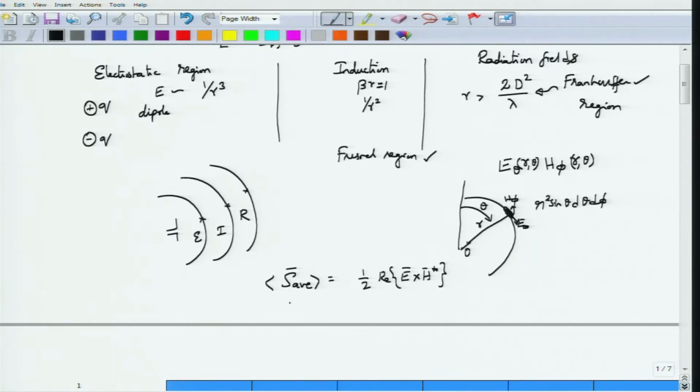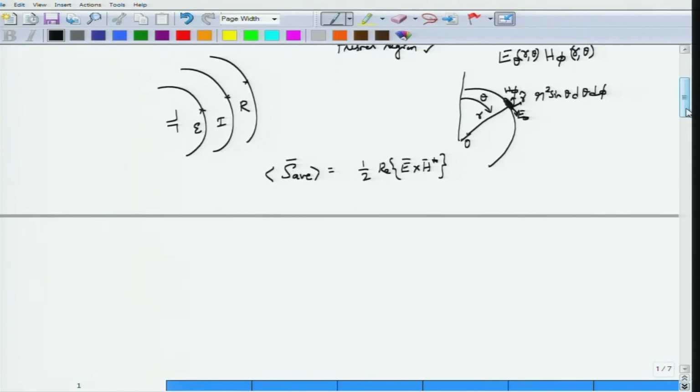If you are interested in the power that is going out, since E is along θ and H is along φ, the power is radiated along the r direction, which is comforting to us, because the energy is radiated away from the antenna in the radial direction, correct. So, if you evaluate the average power density for this antenna, the direction of the power being r, you have half E_θ H_φ complex conjugate. But what is E_θ H_φ complex conjugate?